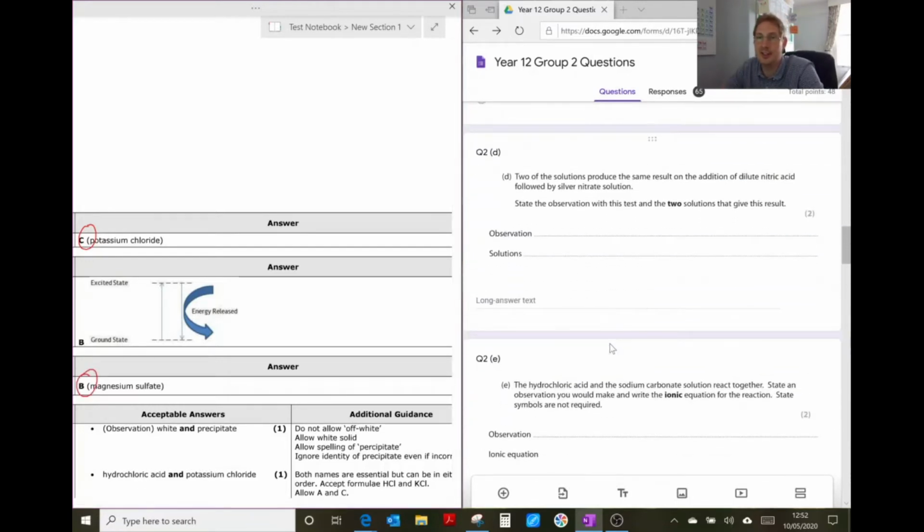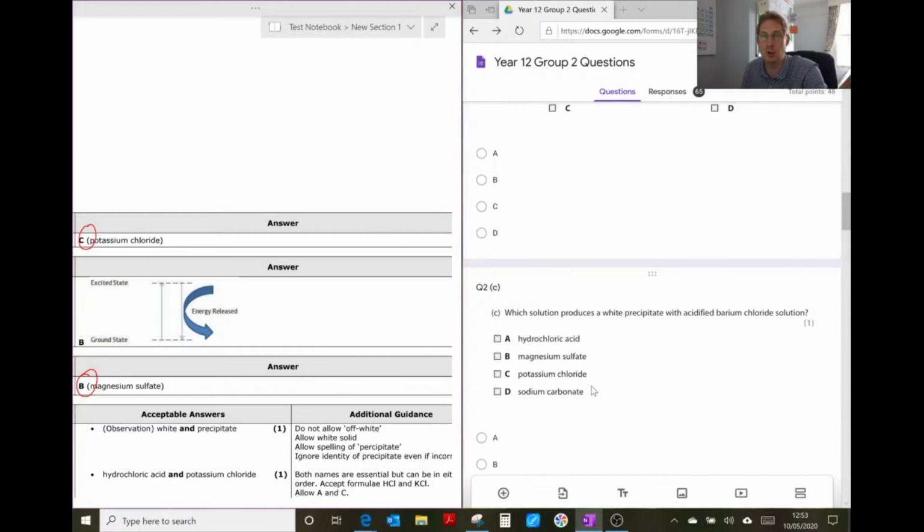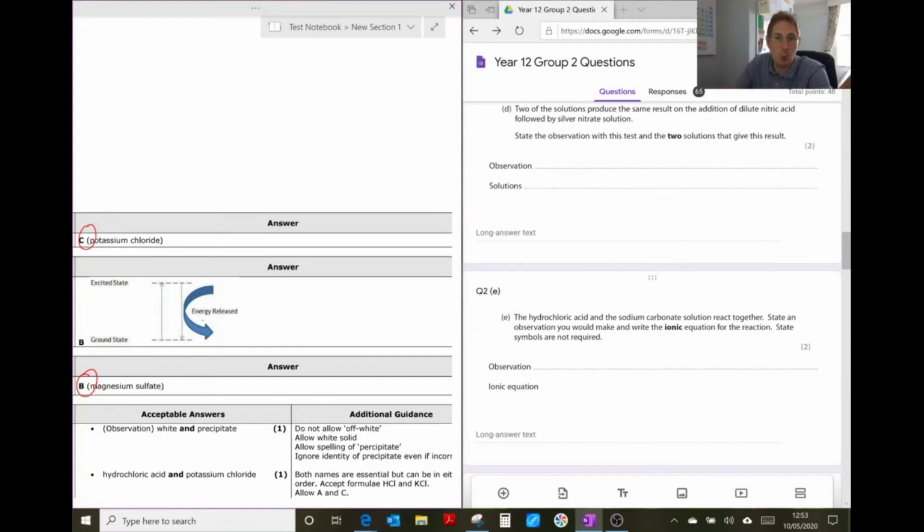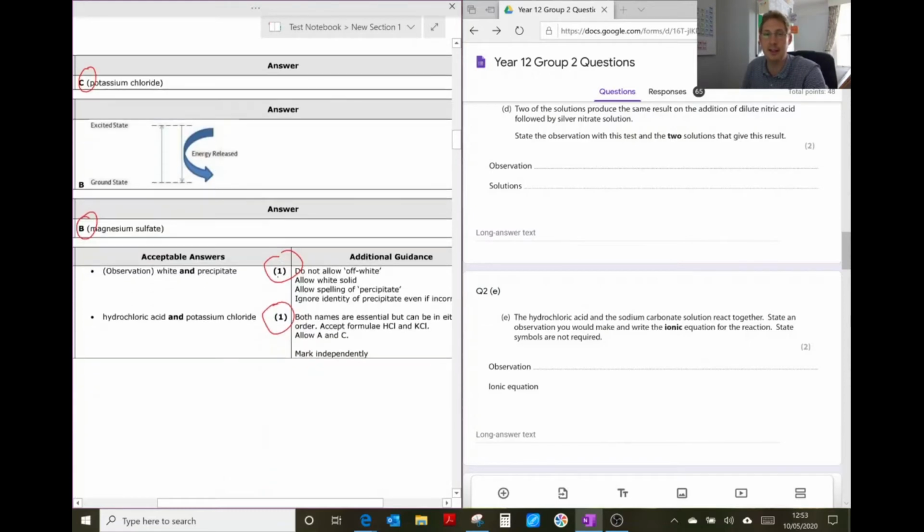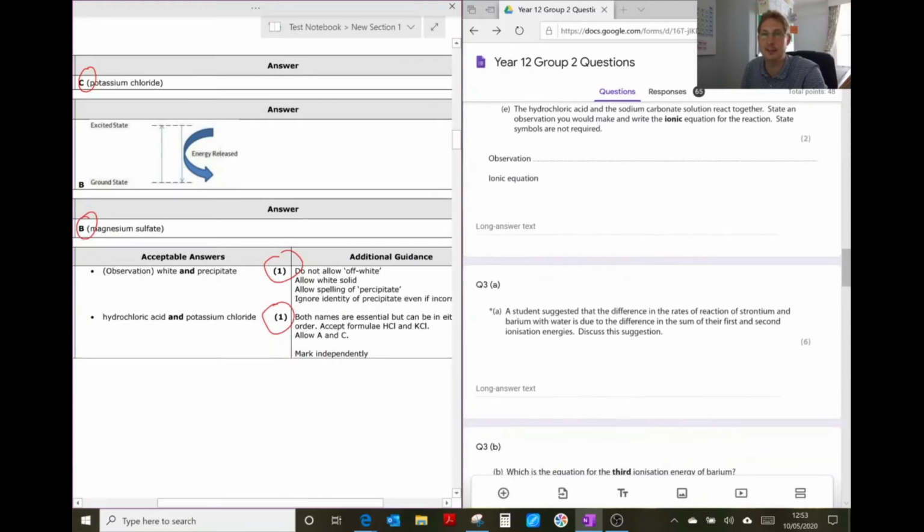2 of the solutions produce the same result on the addition of dilute nitric acid followed by silver nitrate solution. State the observation, again from GCSE. Nitric acid and silver nitrate are used to identify halide ions. So chloride would give a white precipitate, bromide would give a cream precipitate, iodide would give a yellow precipitate. Here you have two chlorides, so they would give a white precipitate for 1 mark, and the two are hydrochloric acid and potassium chloride. Can be in either order. Allow A and C.